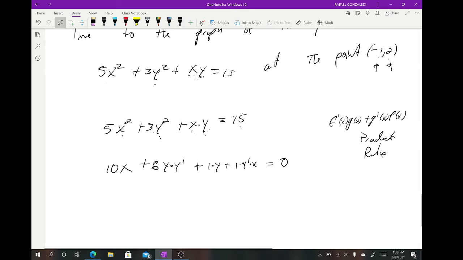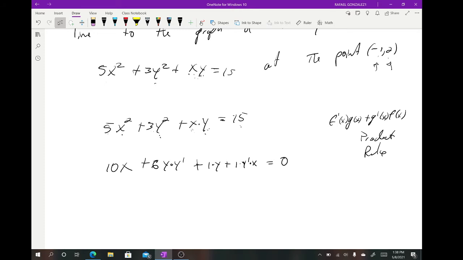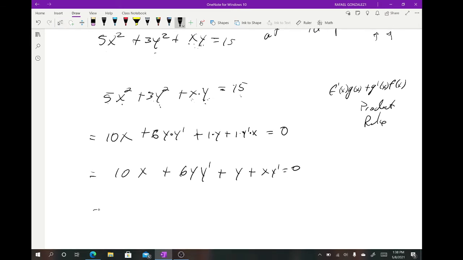So now that we have taken the derivative, let me simplify a little bit. This is 10x plus 6y y prime plus y plus x y prime is equal to 0. So now I'm going to take every term that does not have a y prime and I'm going to move it to the right side of the equation.